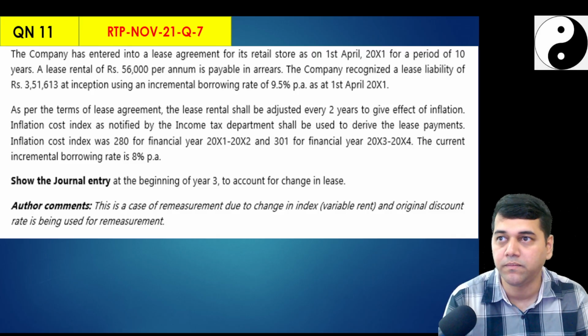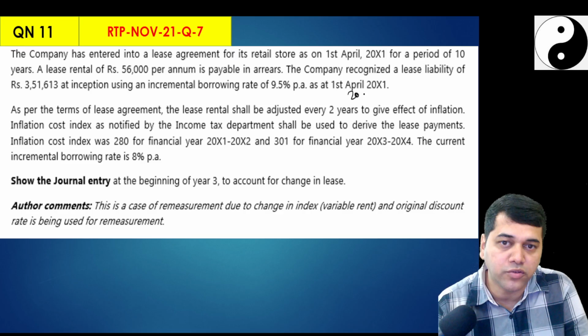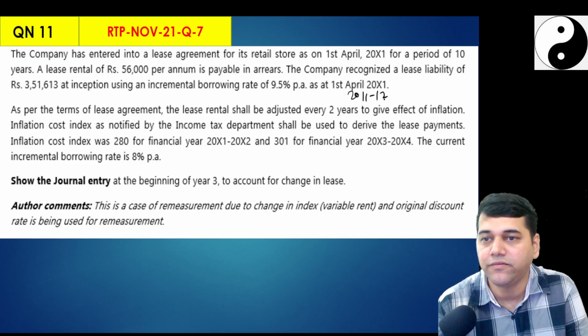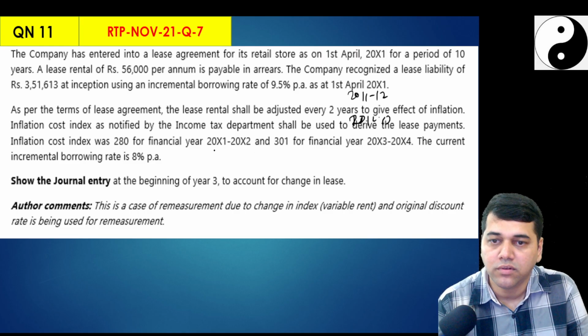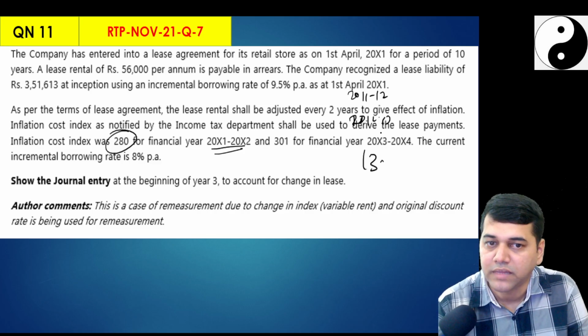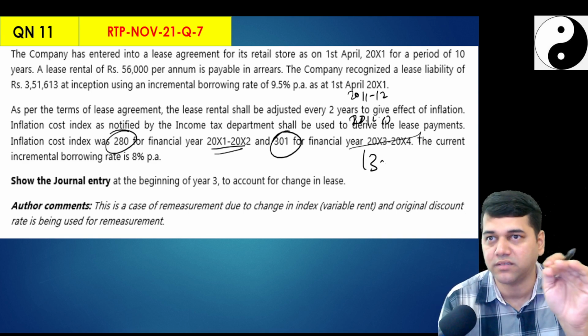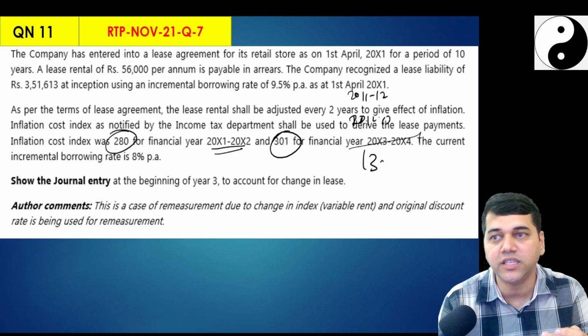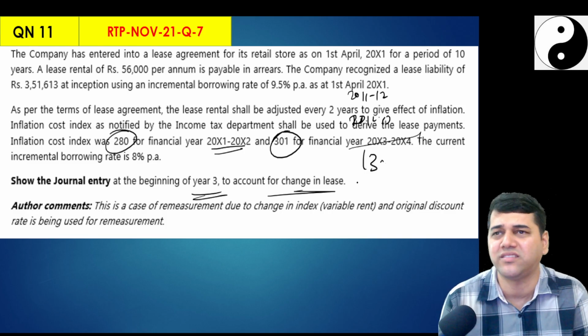Simply don't ignore that number. Now what happened? Every 2 years it's going to change. So 2011-12, 56, 2012-13, 56. Now for the financial year 11-12, when you started it was 280, and for 13-14, that new year, it is 301. That means the first 2 years will remain constant, and then onwards it is going to change. Show the journal entry at the beginning of the 3rd year to account for this. Very simple question.